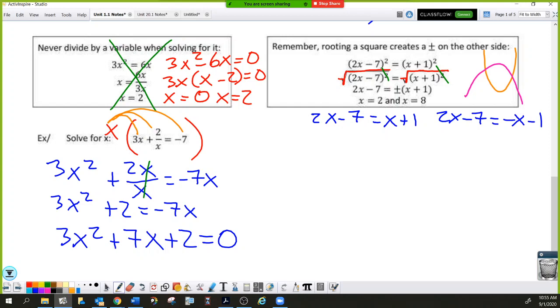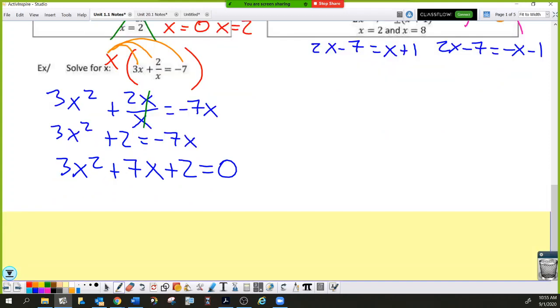Can I scroll down anymore, or am I at the bottom? I'm at the bottom, so I'm going to extend my page. You guys can write smaller than me, so you don't need to be able to extend your page. Why didn't that work? There it is. All right. The board's just lagging today.